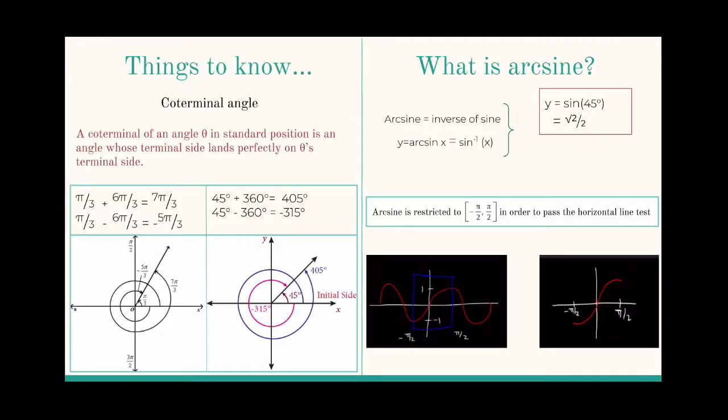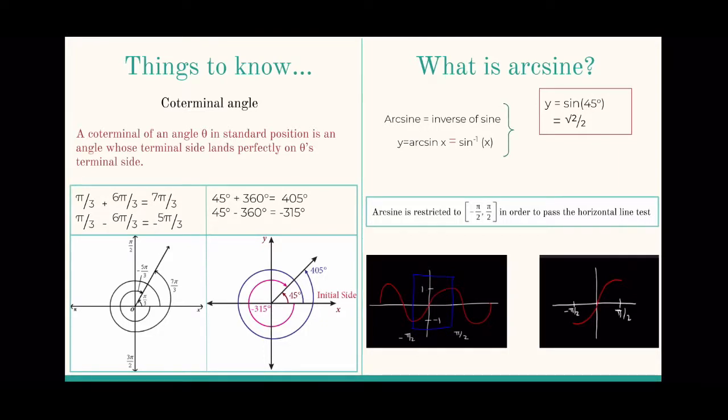So I made an example for you guys. Pi over 3. I added 6 pi over 3, which is equivalent to 2 pi, giving me 7 pi over 3. Or you could also subtract 2 pi, which is the equation below. So pi over 3 minus 6 pi over 3 equals negative 5 pi over 3. 7 pi over 3 and negative 5 pi over 3 are coterminal angles of pi over 3.